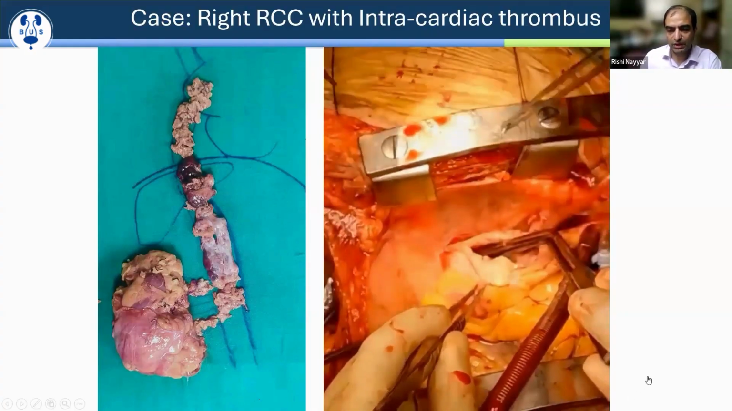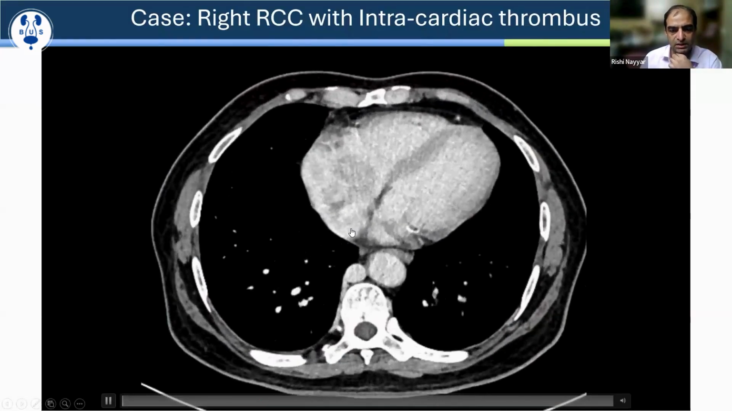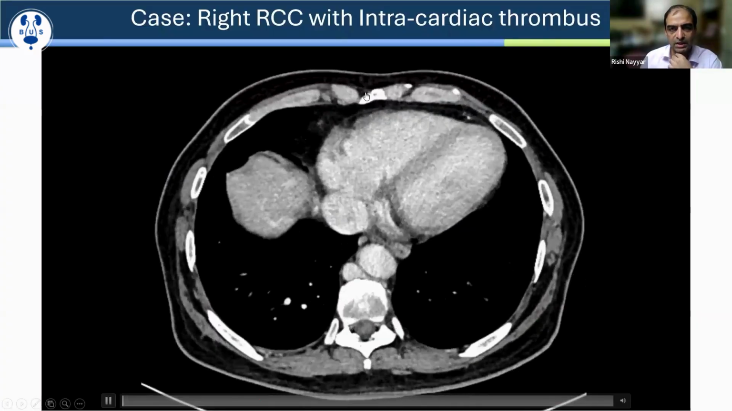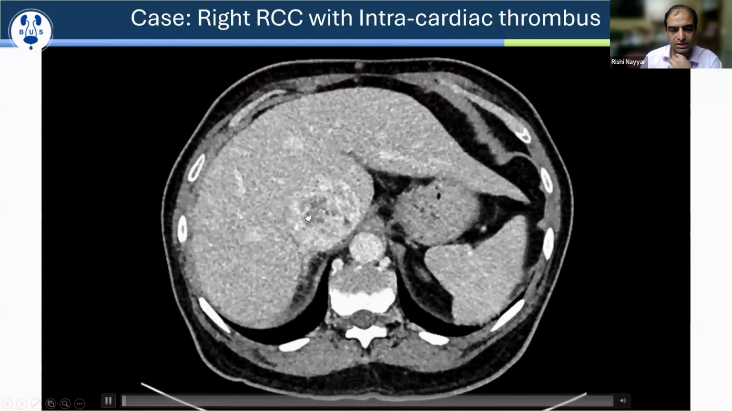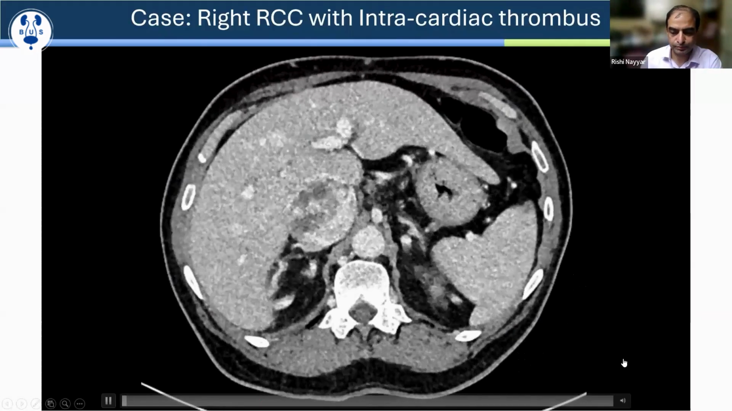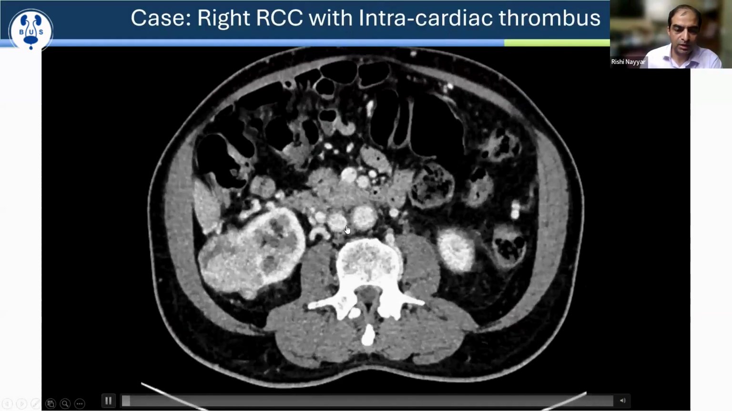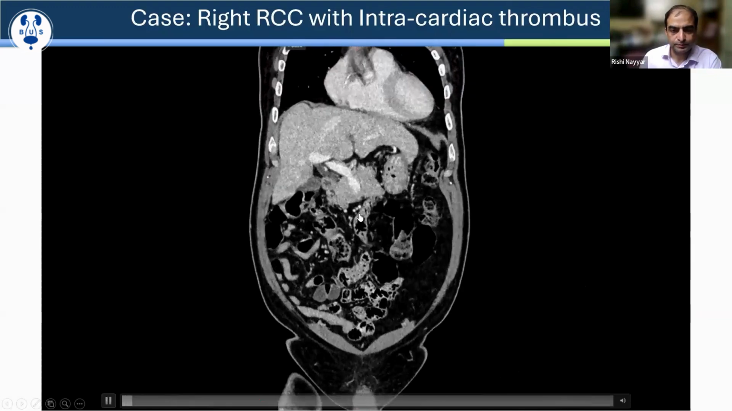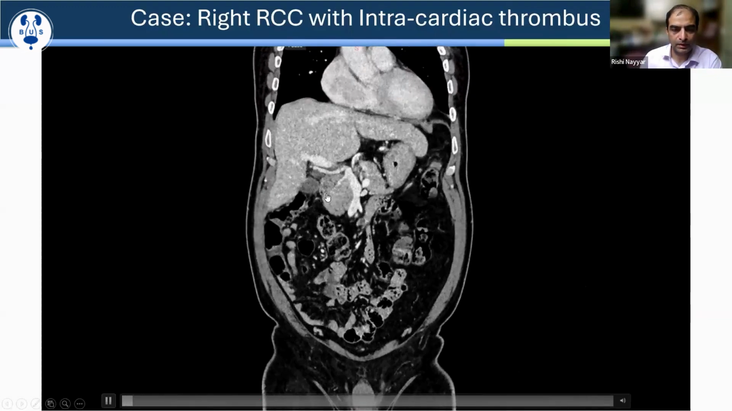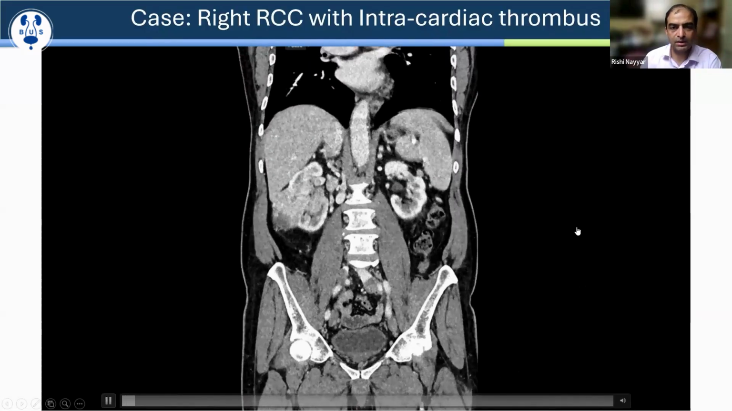Time permitting, I will show you one more detailed video of an intracardiac thrombus. This is one such case with a complete intracardiac thrombus. This is the thrombus, a hugely dilated vein, with no blunt thrombus. So this is all tumor thrombus here, going up to a high level.